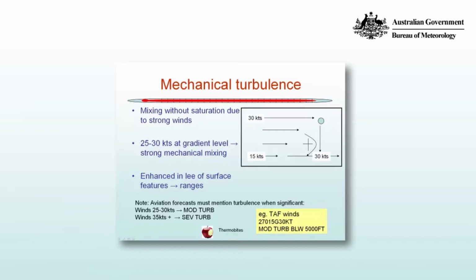Aviation forecasts must mention turbulence when it's considered to be significant. If you have 25 to 30 knots at gradient level, then you are likely to experience moderate turbulence, and if it's 35 knots or larger, severe turbulence should be forecast.